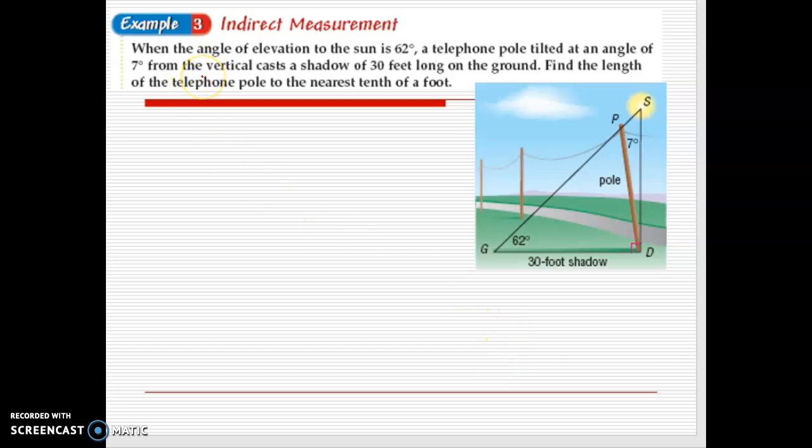Okay, when the angle of elevation to the sun is 62 degrees, a telephone pole tilted at an angle of 7 degrees from the vertical casts a shadow of 30 feet long on the ground. Find the length of the telephone pole to the nearest tenth of a foot.